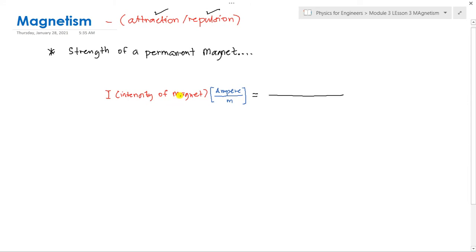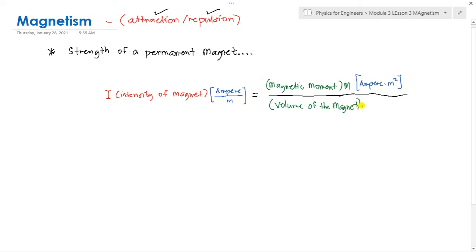The intensity of a magnet can be solved by dividing the magnetic moment, which we abbreviate as M, by the volume of the magnet. The unit of the magnetic moment is ampere meter squared, that is current multiplied by the area. Then it is divided by the volume of our permanent magnet.